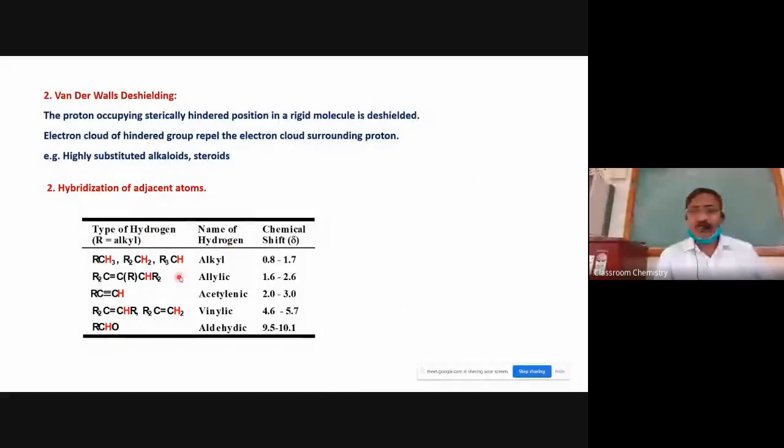Now, for the hybridization of the adjacent carbon atom, that effect we have just observed. For alkyl, it is 0.8 to 1.7. For allylic, it is 1.6 to 2.6. When it is acetylenic, it is 2 to 3. When it is vinylic, it is directly attached to sp2 carbon. Here in acetylenic, it is directly attached to sp carbon. It is 2. But when it is vinylic, it goes most downfield. For aldehyde, it is most downfield, that is 9.5 to 10.1. And further, we have observed the hydrogen of carboxylic acid, RCOOH, which is observed at 11 to 12 delta. Remember, in MCQs also, questions based on delta values are always asked. So on that value you have to explain.